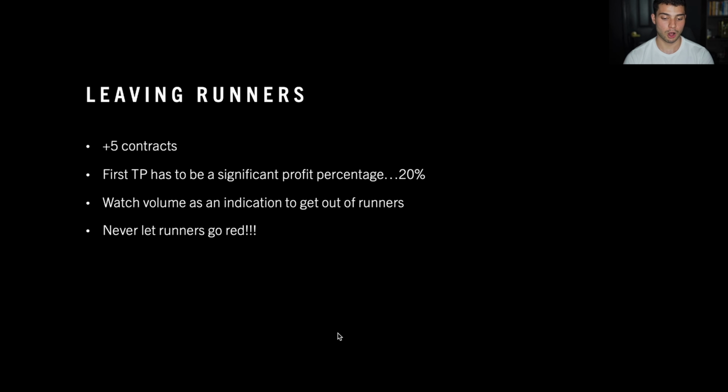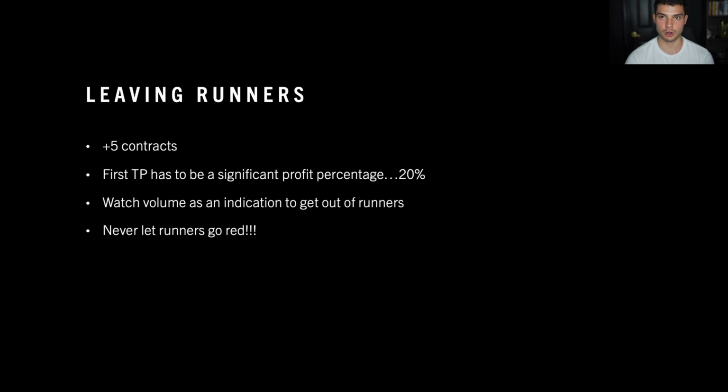And then watch volume as an indication to get out of runners. So that's what I mean by I might take my whole profit out or I might leave runners. Or if I'm in runners, I have to literally be in that play and check just to see if nothing bad is going to happen with those runners, to see how the market's looking, if it's still going to continue to my benefit on my side. So if volume is good, you can stay with the runners, but if volume is not, get out.